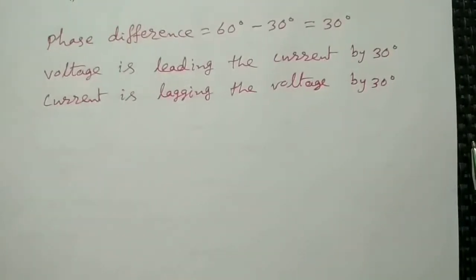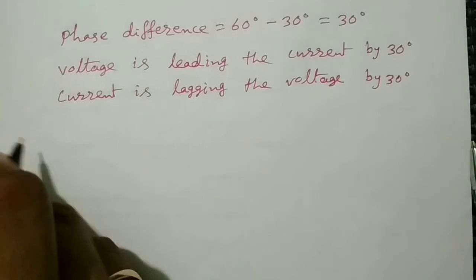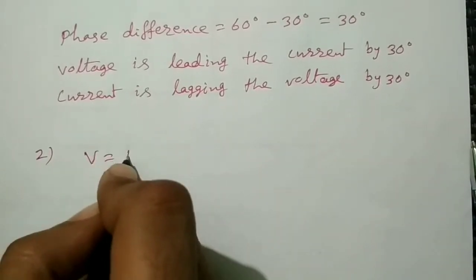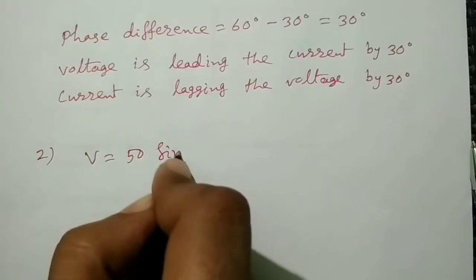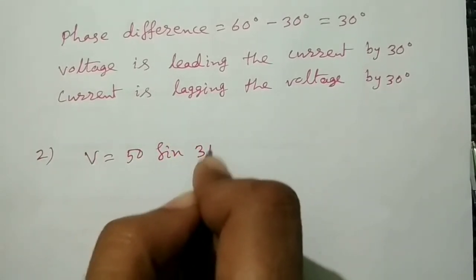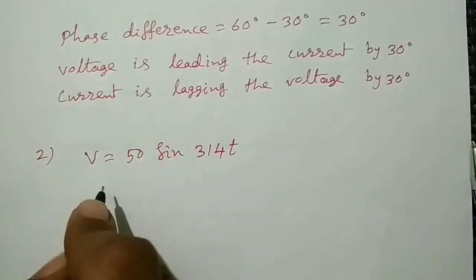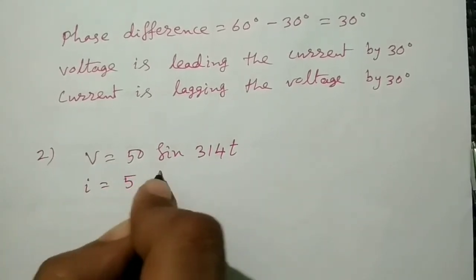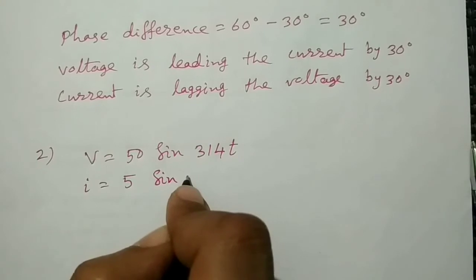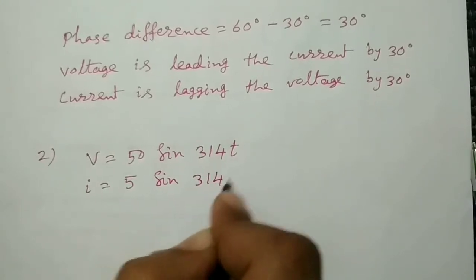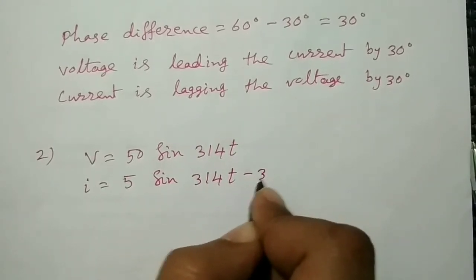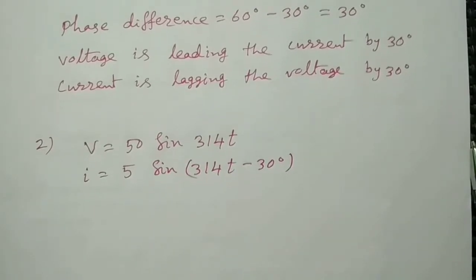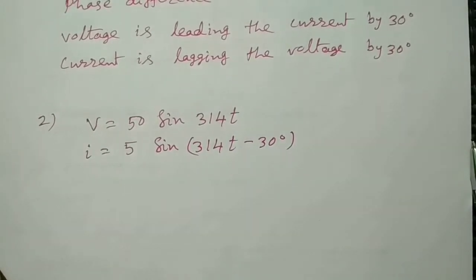Now, if we consider another set of values, let's say V is equal to 50 sin 314t and I is 5 sin(314t minus 30 degree). I have taken random values of voltage and current.